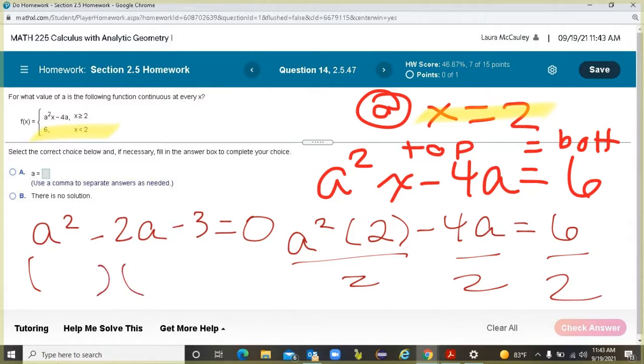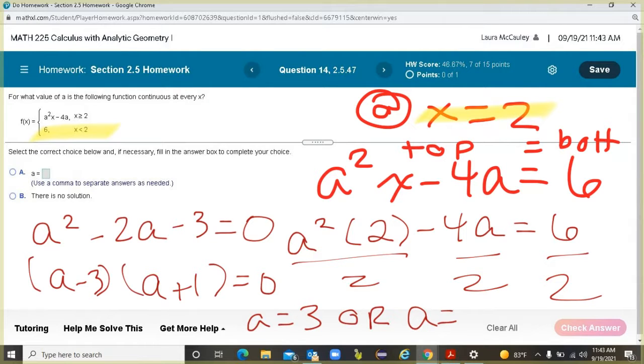So I need 2 things that multiply to get -3 and add to get -2. So we're going to need the 3 to be negative and the 1 to be positive. So if I let a equal 3 or I let a equal -1, we should be okay. However, I'm guessing one of those is not where x is greater than or equal to 2. So that is going to be the issue here.